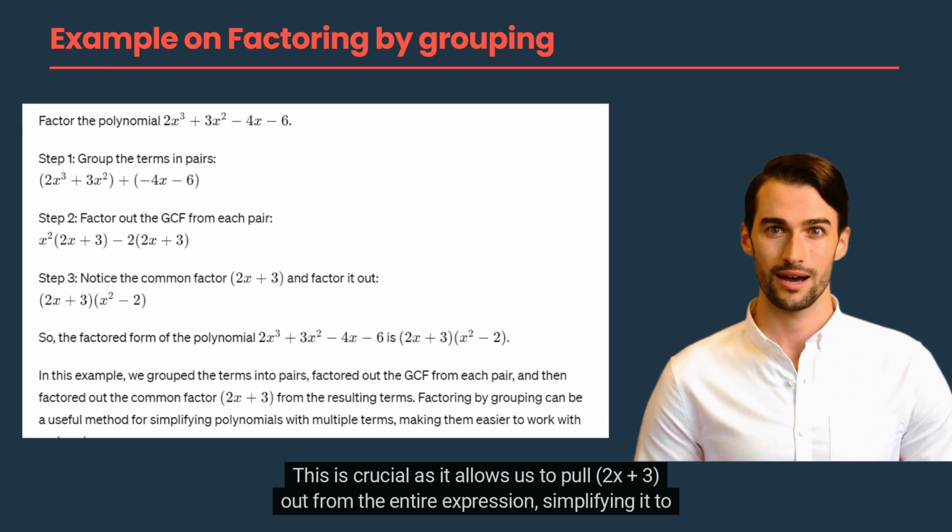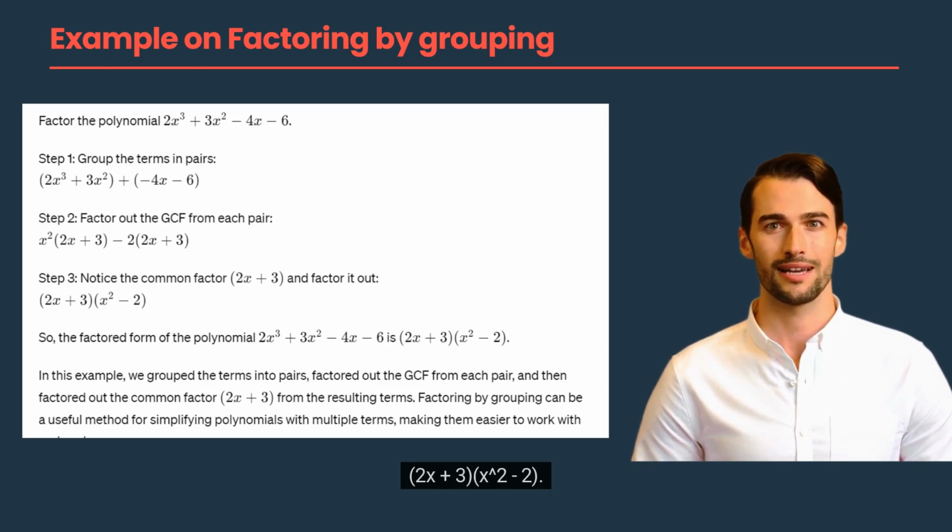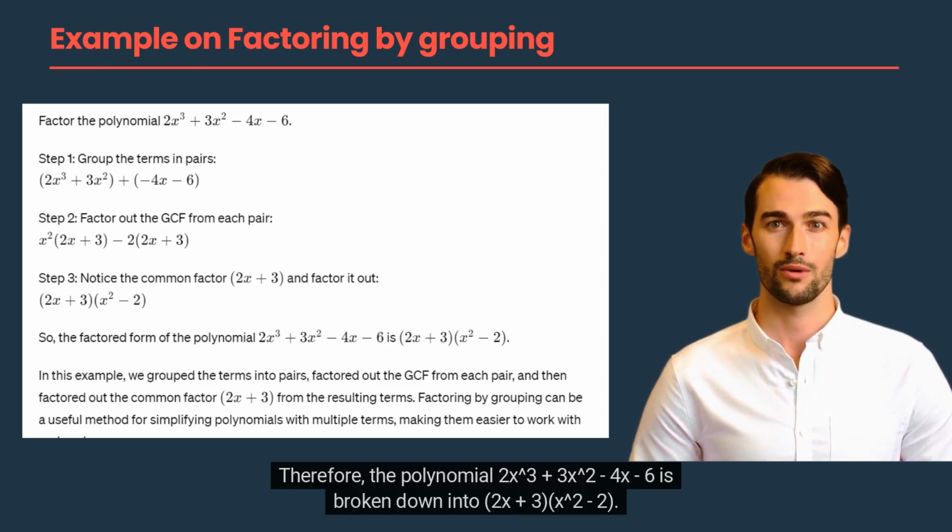This is crucial, as it allows us to pull 2x + 3 out from the entire expression, simplifying it to (2x + 3)(x^2 - 2). Therefore, the polynomial 2x^3 + 3x^2 - 4x - 6 is broken down into (2x + 3)(x^2 - 2).